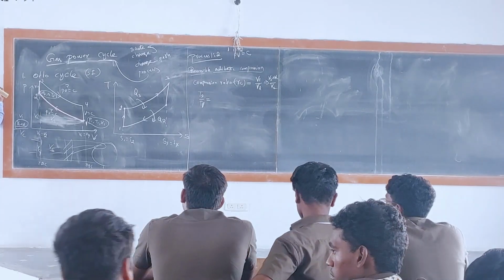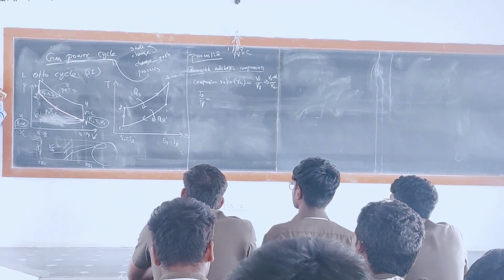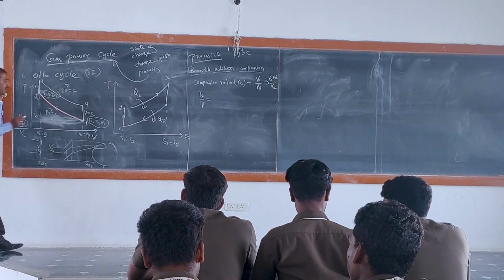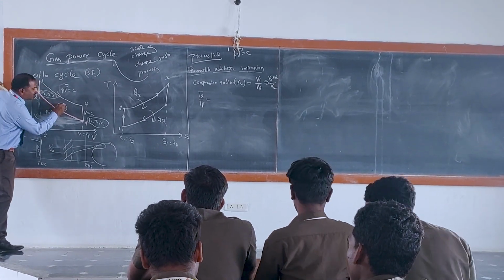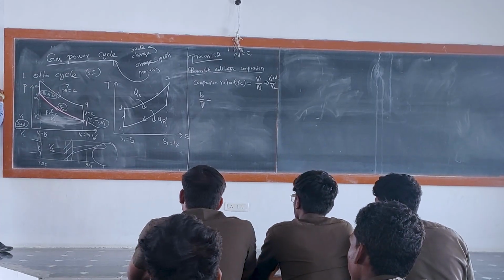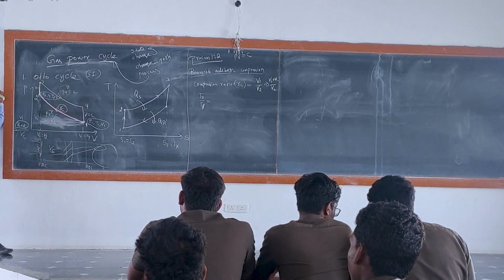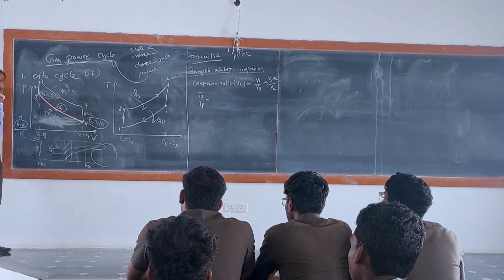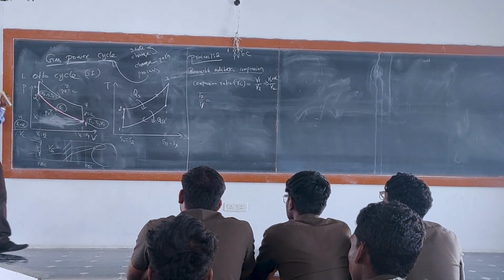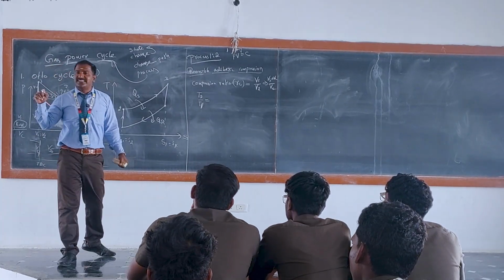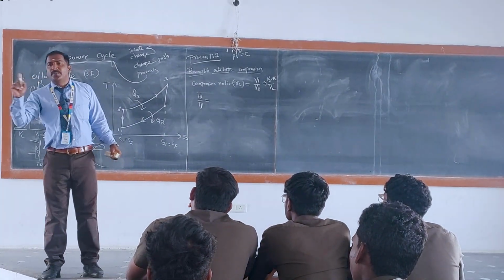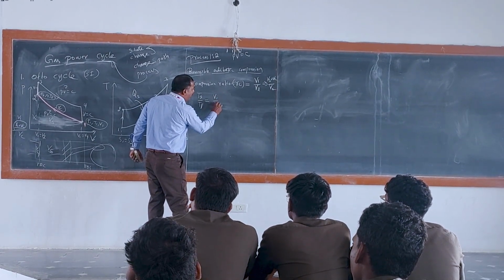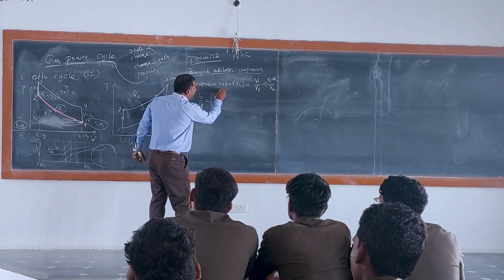I can go for pressure or I can go for volume. Maximum 99.9% the compression ratio will be given. Compression depends only on volume, which means we go for the temperature-volume relation. T2 by T1 is equal to (V1 by V2) whole power gamma minus 1.